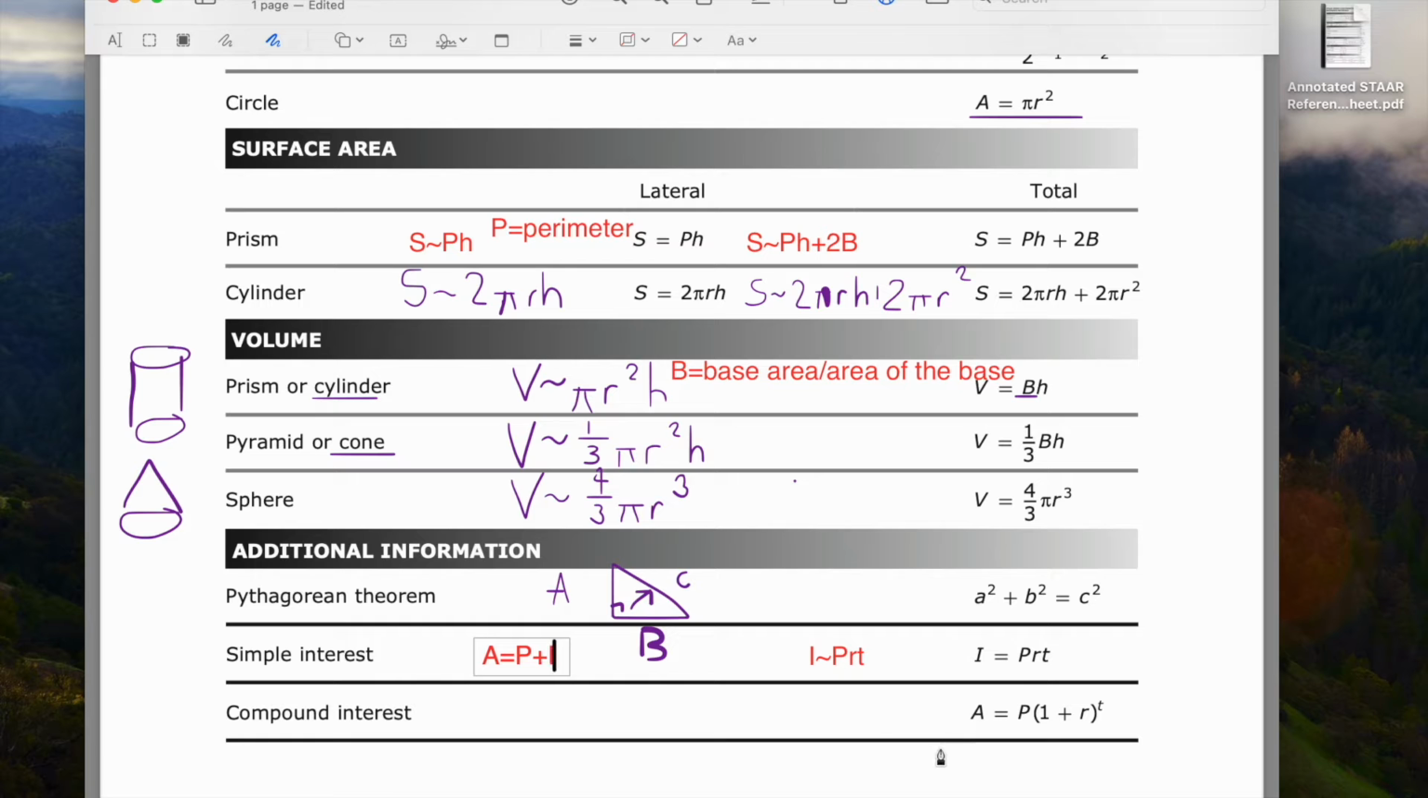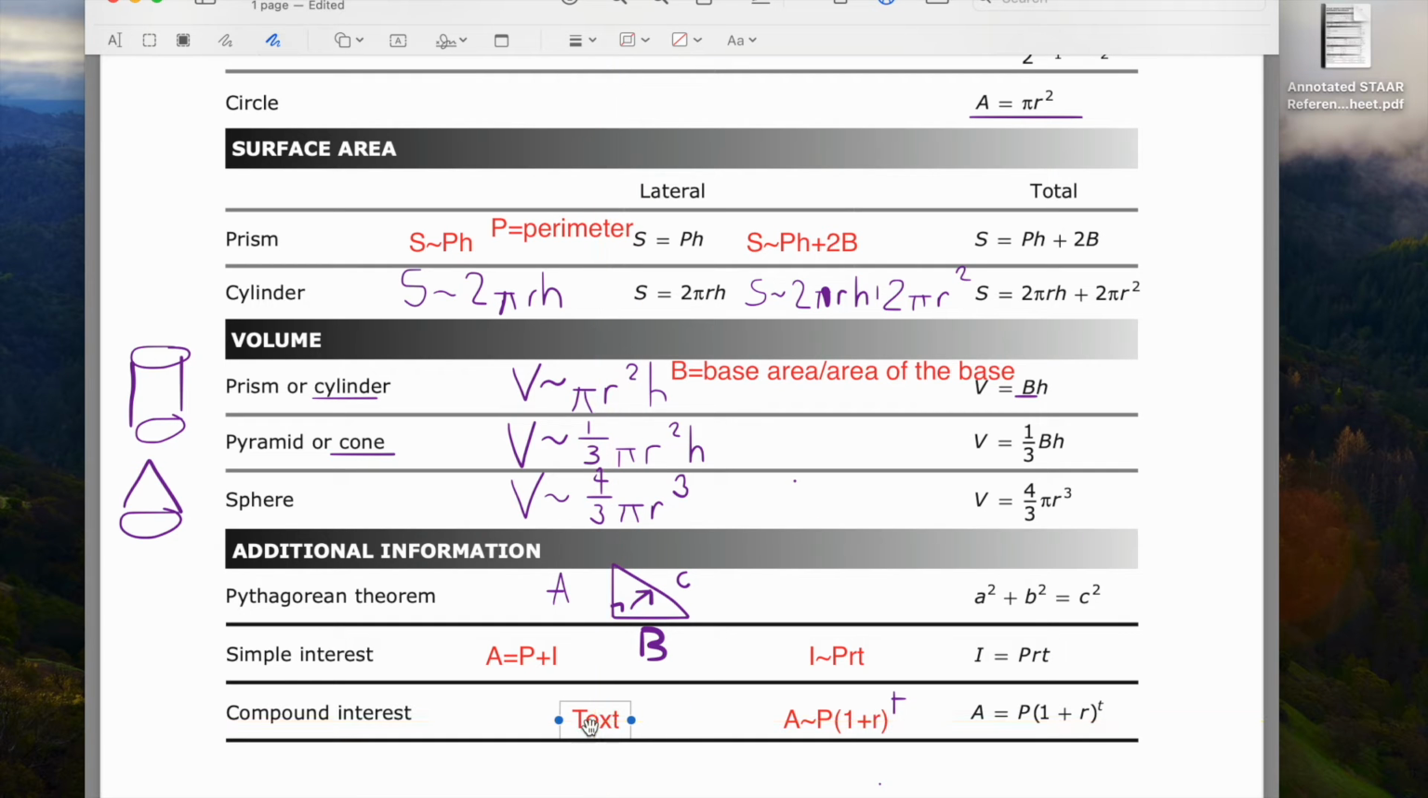plus the interest. Then over here, for compound interest, we have A equals P parenthesis 1 plus r to the power of t. And so to type it into Desmos, if we're trying to find our total amount or even our interest, I'm going to change the formula to have a tilde sign instead of that equal sign. I'm just going to write the t.